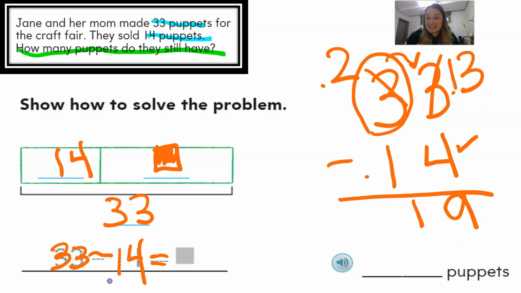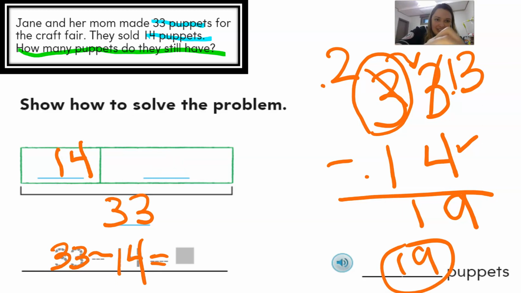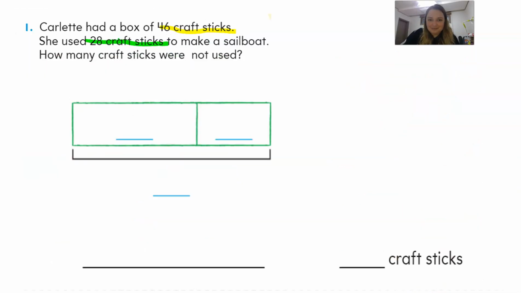So how many puppets did they still have? 19 puppets. So here, 14, the other part is 19. 14 plus 19 is equal to 33. And 33 minus 14 is equal to 19. Awesome. Let's do one more together.